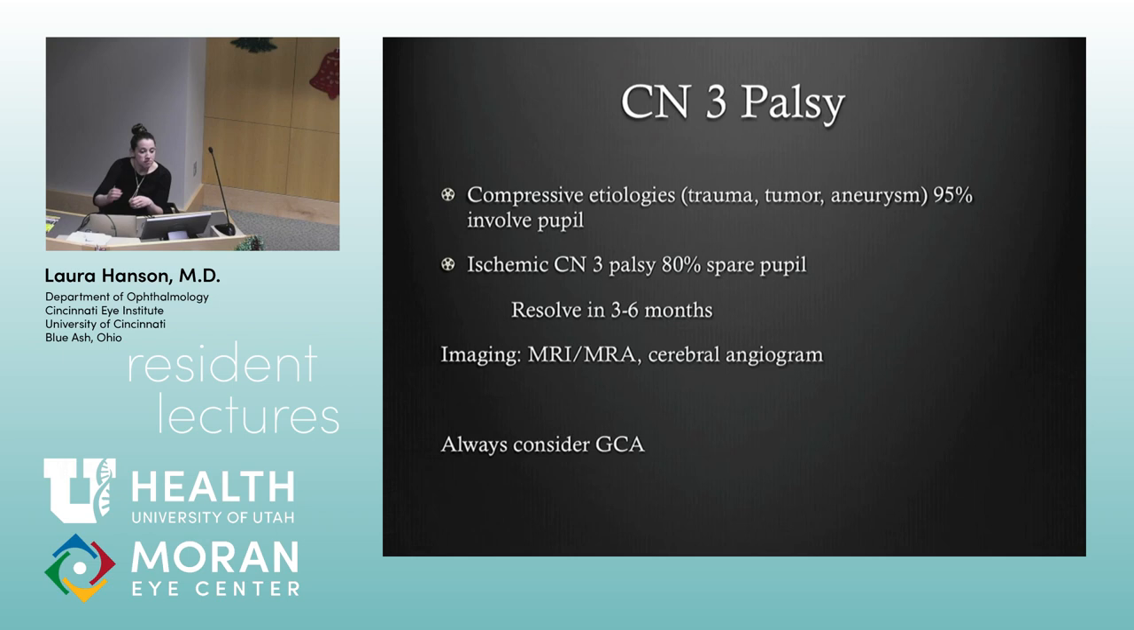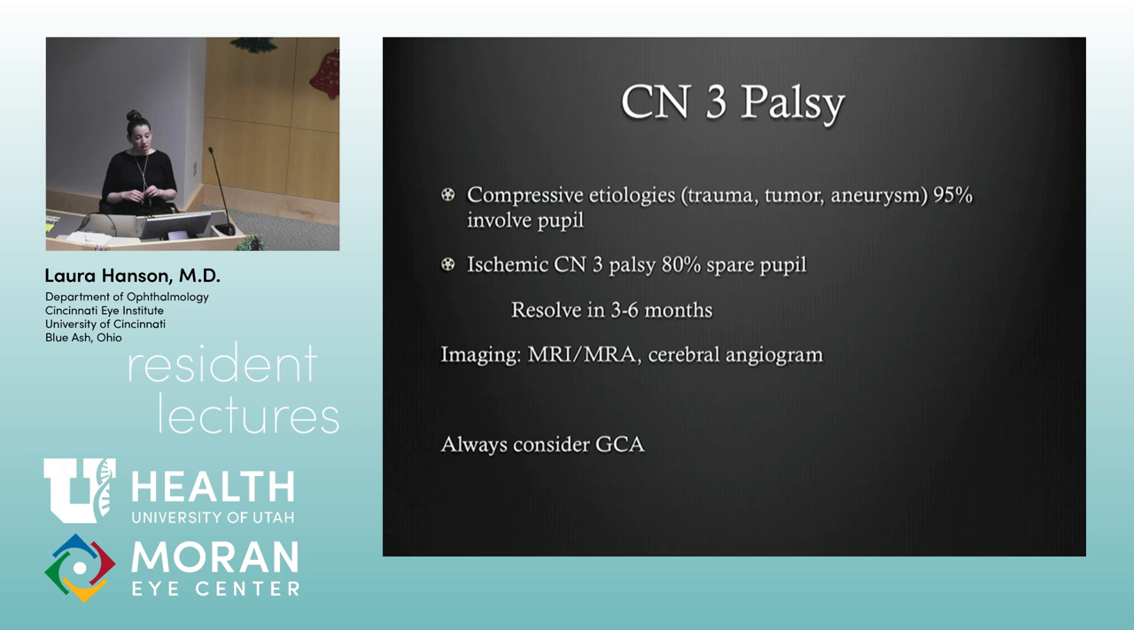95% of the time, if it's a compressive etiology, the pupil will be involved, but 20% of the time, it's spared initially and then goes on to become involved. 80% of the time, an ischemic or microvascular third nerve palsy will spare the pupil, because the pupil fibers are running on the outside, right? So if you have a compressive external thing smooshing on it, then it's more likely to be involved. Whereas with the ischemic stuff, the blood supply is more interior. So if it's microvascular, it will get better in 3 to 6 months.